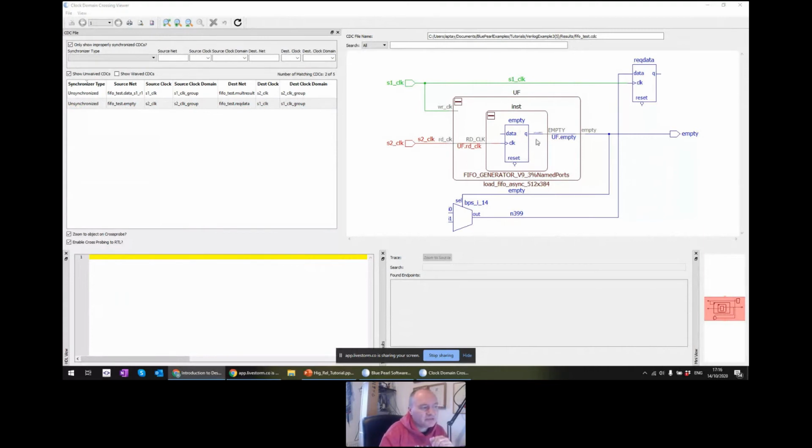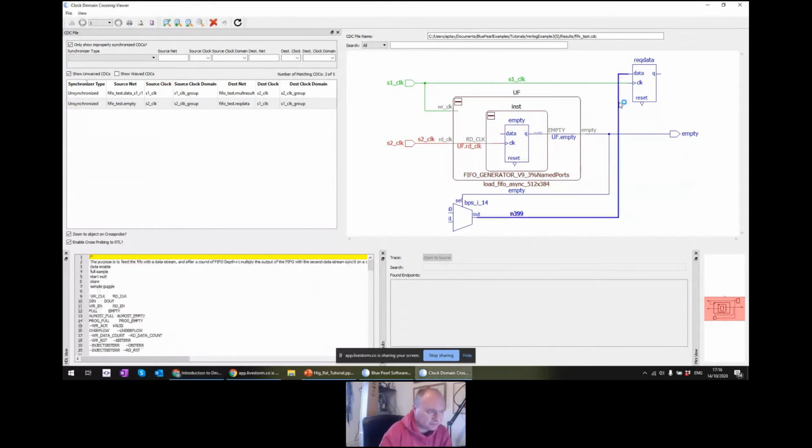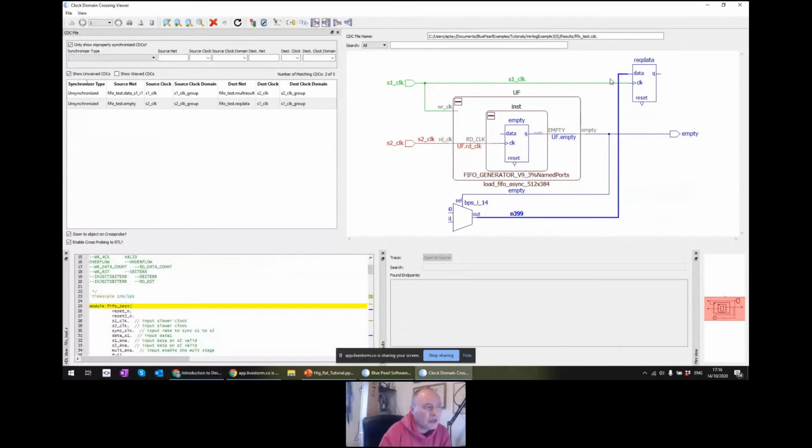Unfortunately, however, he's forgotten that the empty signal is related to the read clock and the full signal is related to the write clock. So when he's run his design through and created his design, he's inadvertently taken the empty signal and used it on the write clock domain, and that creates a clock domain crossing violation.